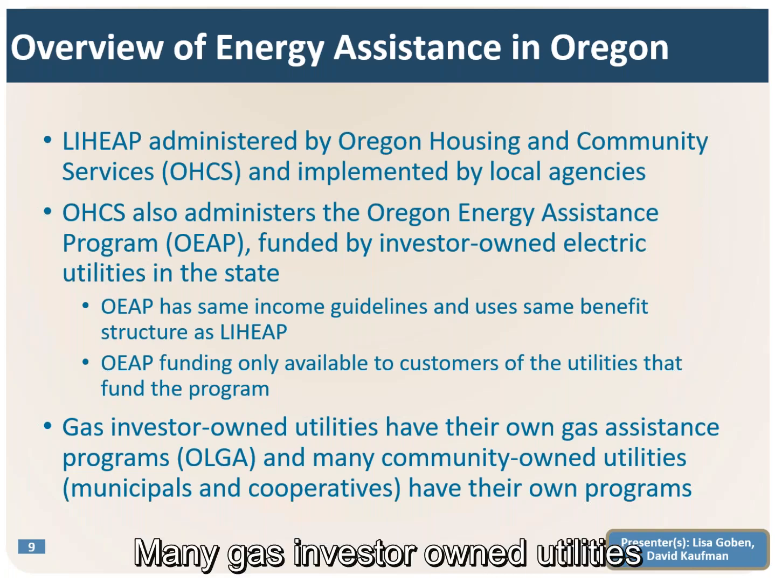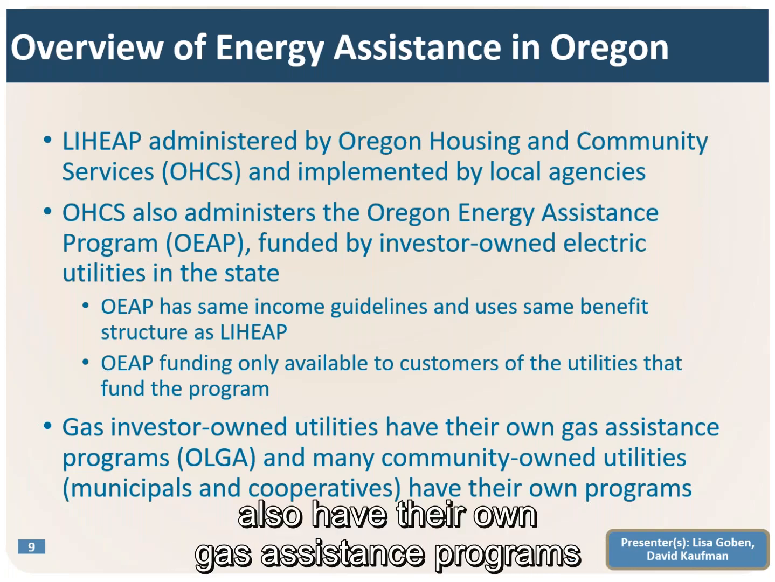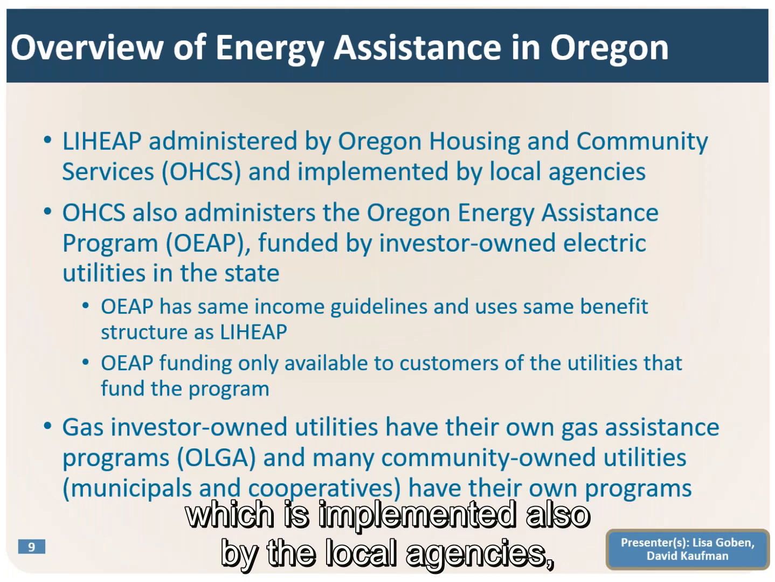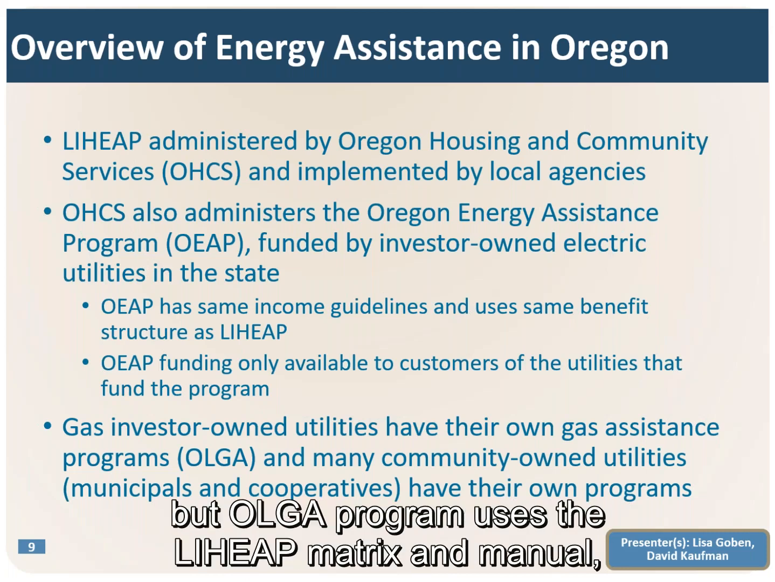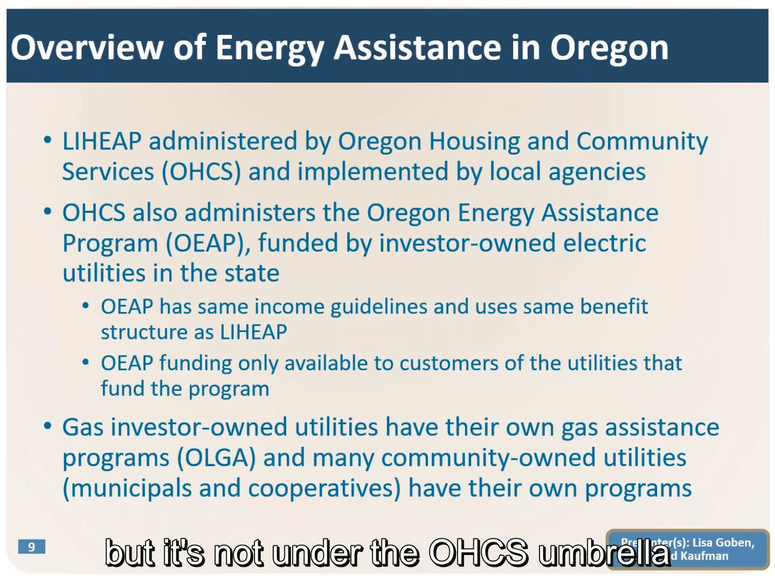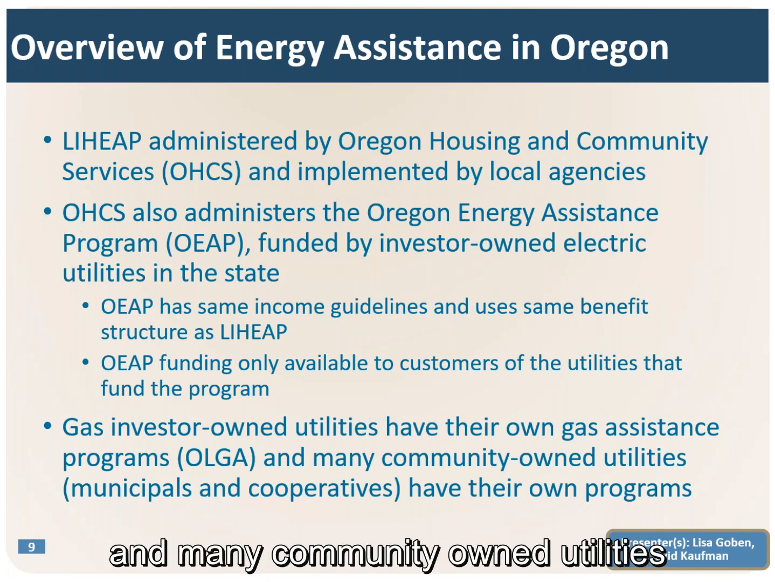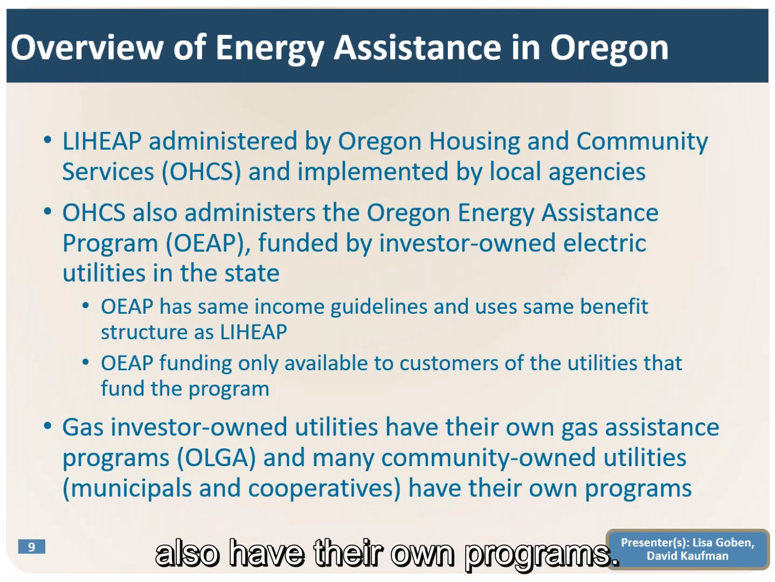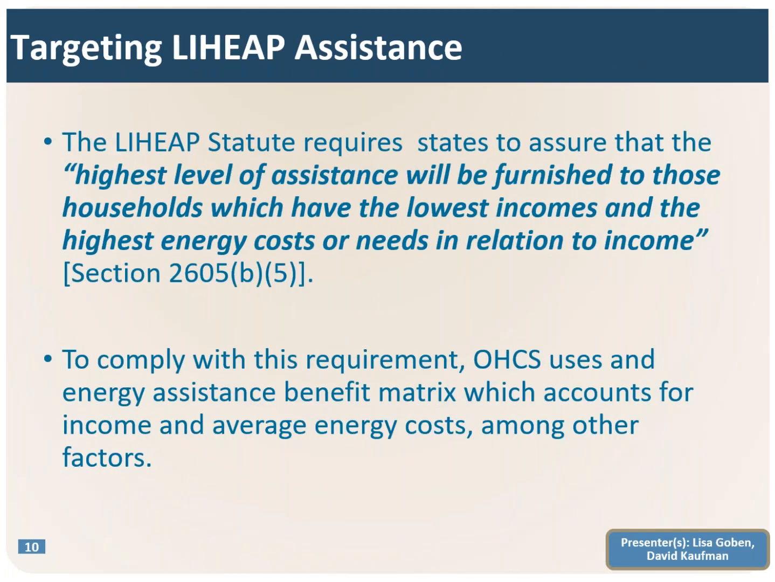Many gas investor-owned utilities also have their own gas assistance programs, such as Northwest Natural has their OLGA program, which is implemented also by the local agencies. The OLGA program uses the LIHEAP matrix and manual, but is not under the OHCS umbrella. And many community-owned utilities, such as municipals and cooperatives in the state, also have their own programs.